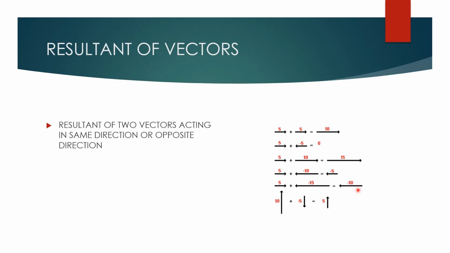5 minus 15, that is minus 10. Here they are moving in the upward direction, so it is plus 10 up, minus 5 down. So in the opposite direction, their resultant will be subtracted, and the resultant is 5, moving along the upward direction. Thus, we can find the resultant of vectors acting along the same line.